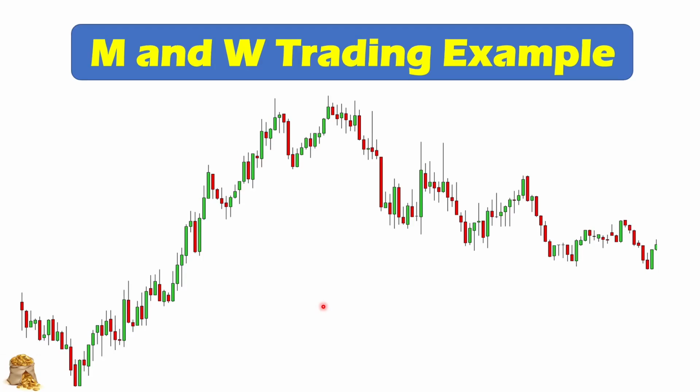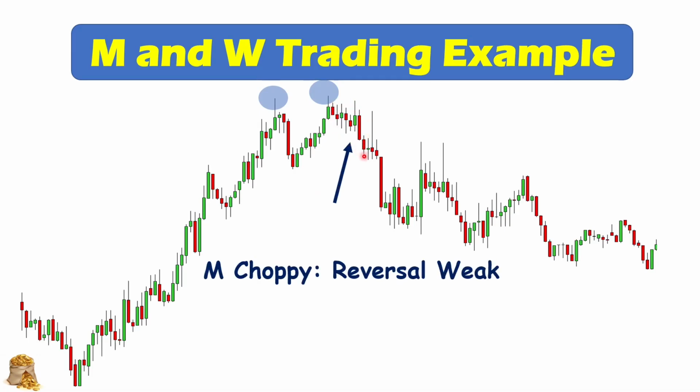In this example, we can see this is a double top. However, this reversal leg is choppy. So that means the reversal is very weak. You can see that this market doesn't go much further for the reversal leg.